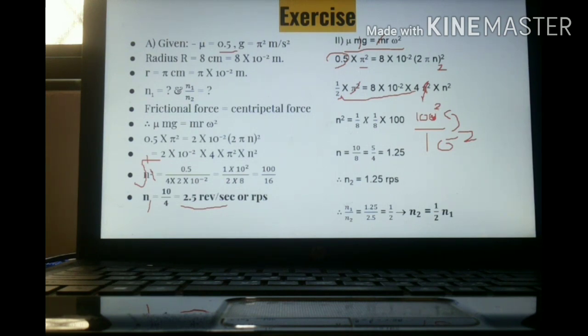So ultimately what we have got, n square is 1 upon 8 into 1 upon 8 into 100. Again we have to take the square root. So this square root means what? This square sign and this square root sign will go away. So n will come. 100 square root is what? 10, and 2 8 is there, means 1 8 will go outside. So 10 upon 8. So it can be represented as 5 upon 4. So again the frequency when that coin is taken to the rim is 1.25. This is n2. Okay.